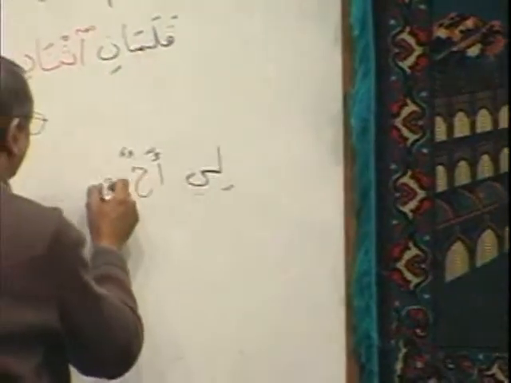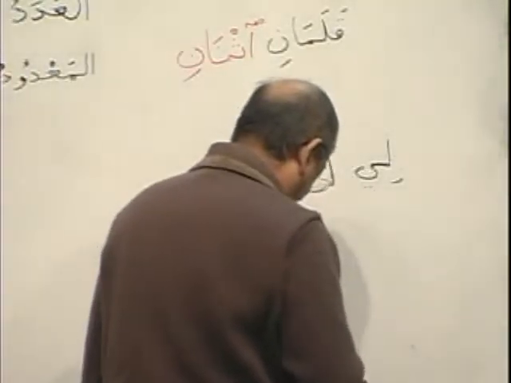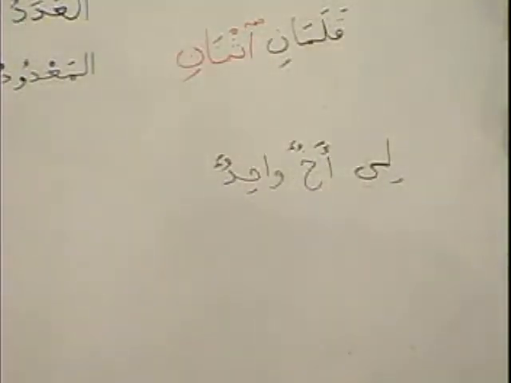Li akhun wahidun. And I asked Brother Salman this question. What is li? Jar majrur, shibu jumla khabar. What is akhun? Mubtada. And then what is wahidun? Not. Remember, number 1 and number 2 will always come as a not. Only 1 and 2. Okay?